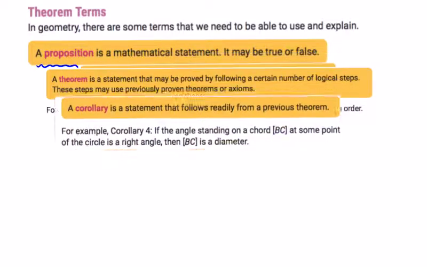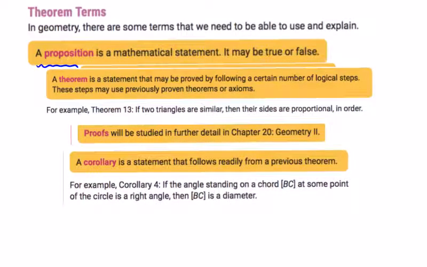And a corollary. A corollary is a statement that follows readily from a previous theorem. For example, corollary 4, if the angle standing on a chord BC at some point of a circle is a right angle, then BC is a diameter, and we'll look at this information again further when we go further into geometry.